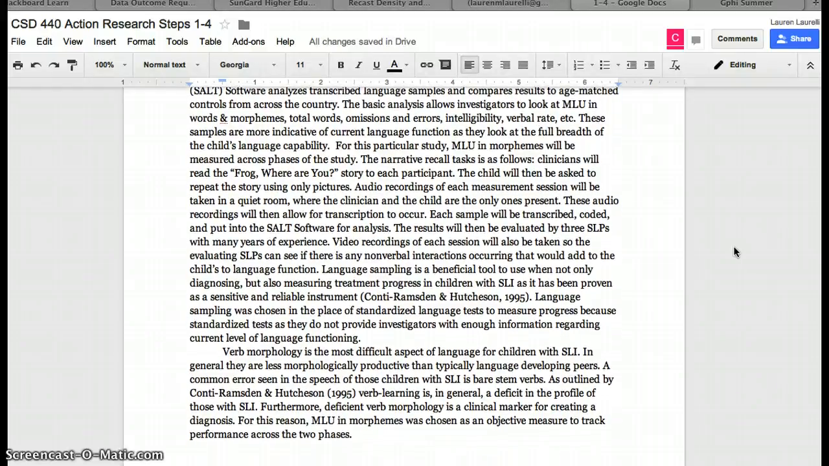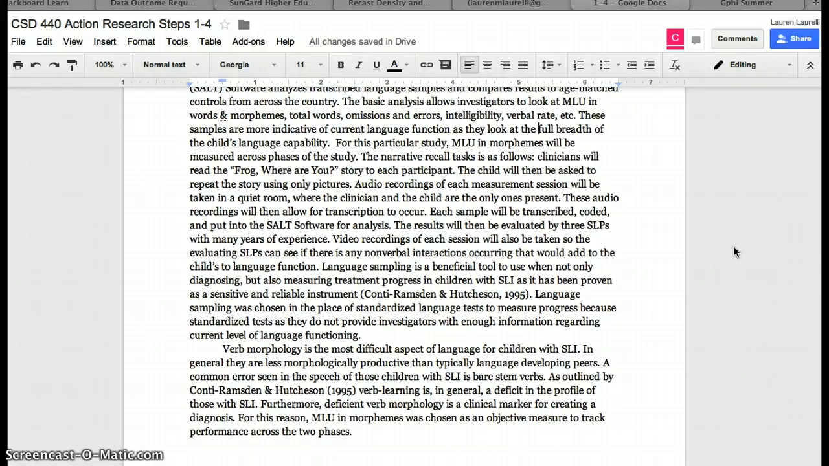This narrative recall task is as follows. Clinicians will read the Frog Where Are You story to each participant. Child will be asked to repeat the story using only pictures.